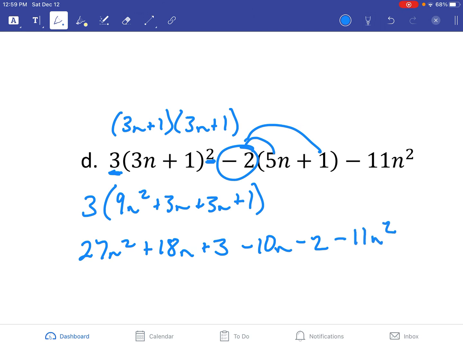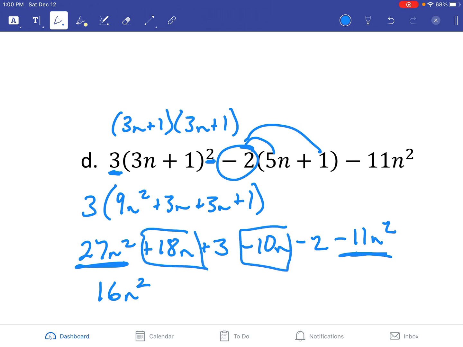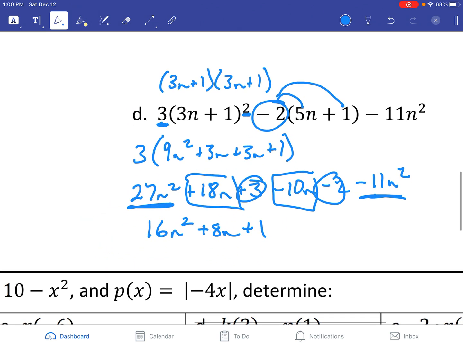And we have -11n squared at the very end. So now we can start combining our like terms. Okay, so we have 27n squared minus 11n squared. It's going to give you 16n squared. 18n minus 10n is going to give you plus 8n. And 3 minus 2 is going to give you positive 1. And this actually does look like what we started with, so this, again, gets a star.